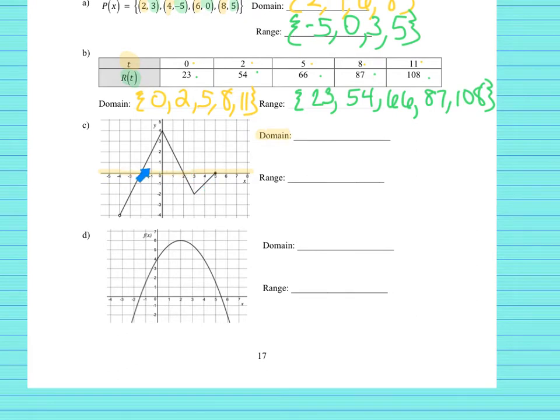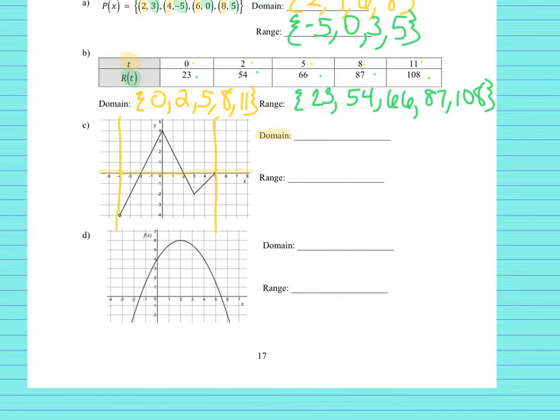So when I look at my x-axis, the graph itself, the furthest to the left it goes on the x-axis is here. The furthest to the right it goes is here. Those are my boundary lines. Those are going to allow me to see what the domain of this function is. Those are all the possible x values for this function.